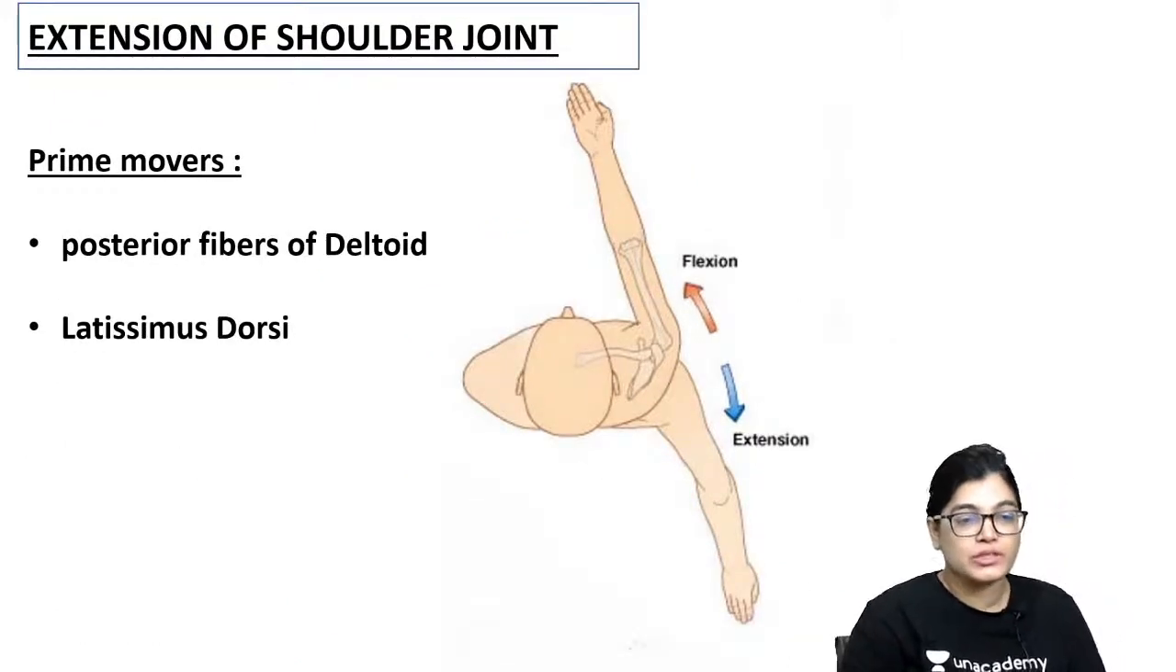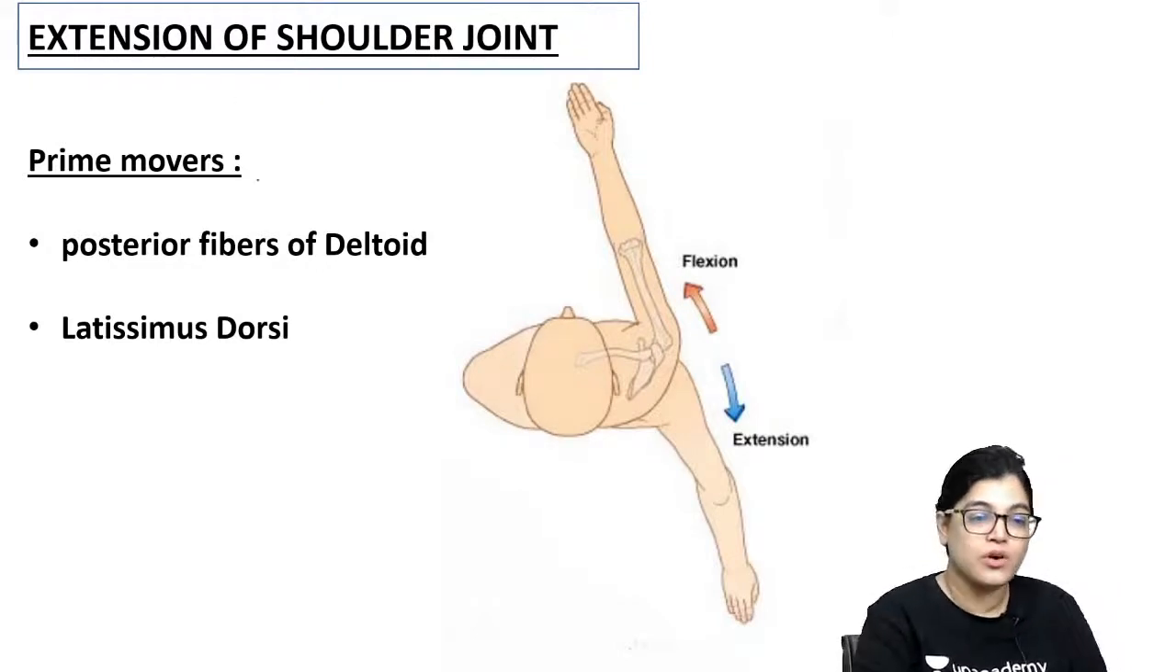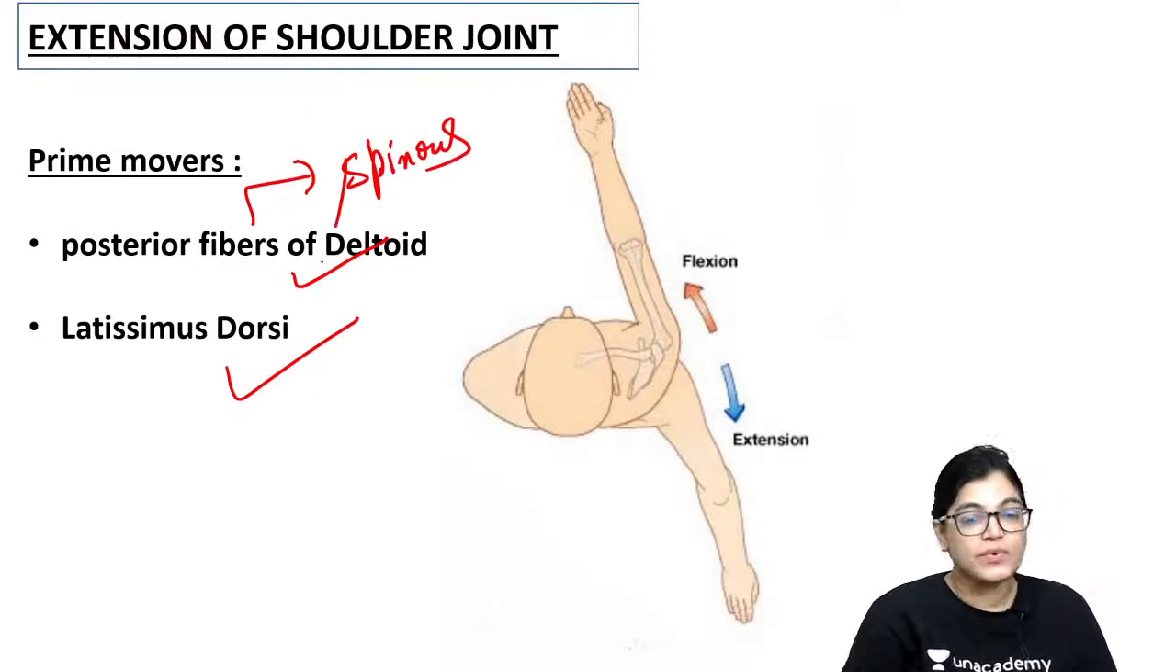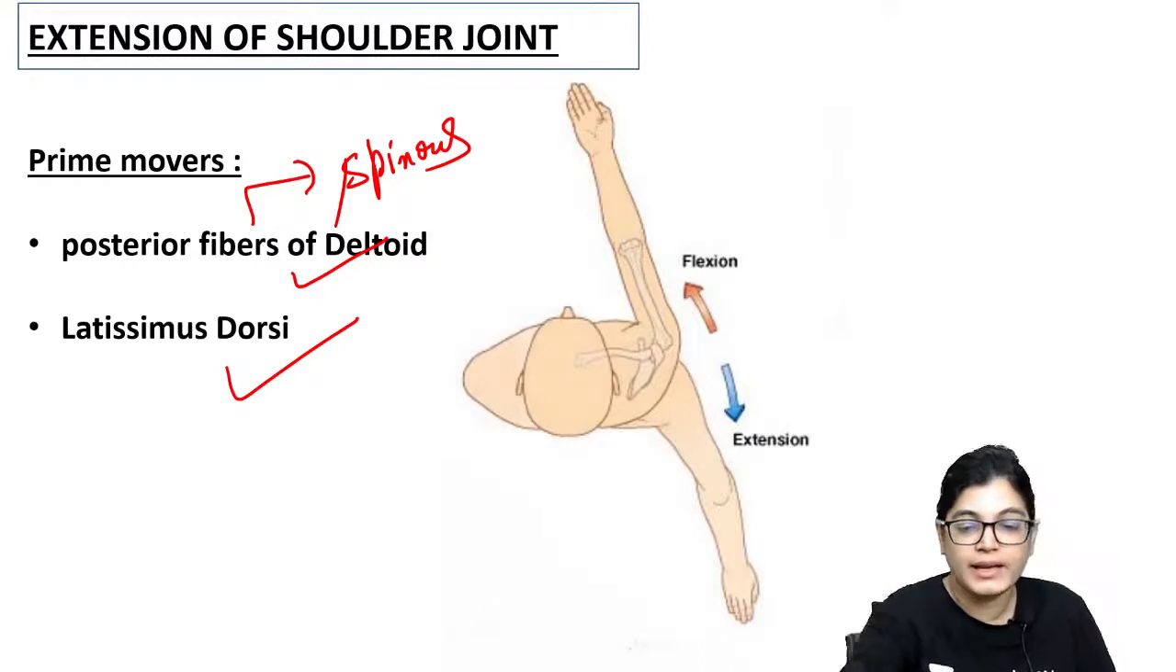Extension of shoulder joint. When we want to know which muscle is causing extension, it is caused by two important muscles. One is the posterior fibers of deltoid, another is the latissimus dorsi. Posterior fibers of deltoid are also called spinous fibers of deltoid. These two muscles perform the extension movement of shoulder joint.